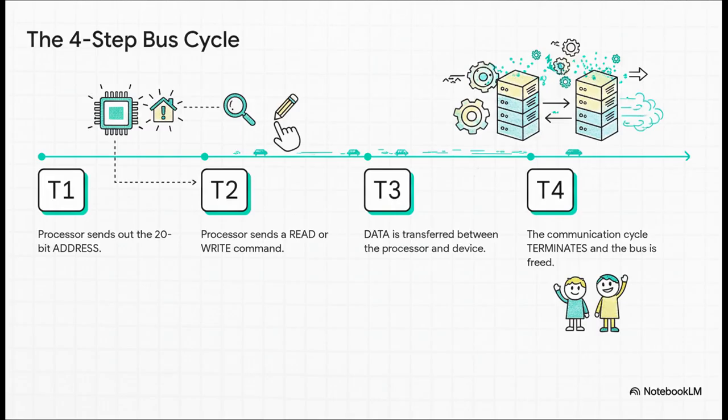First, the CPU calls out an address, like a house number. Second, it says whether it wants to read or write information. Third, the actual data gets moved. And fourth, the conversation ends, which frees up the highway for the next car.